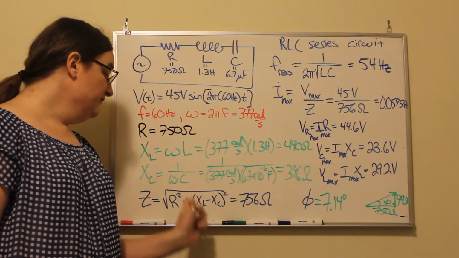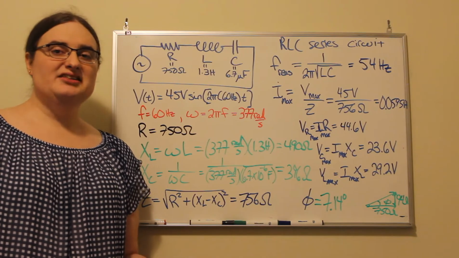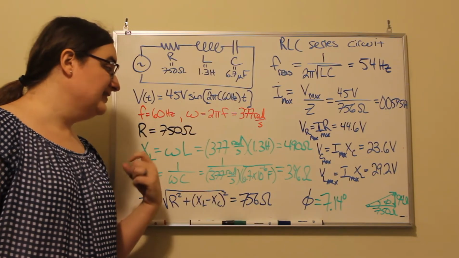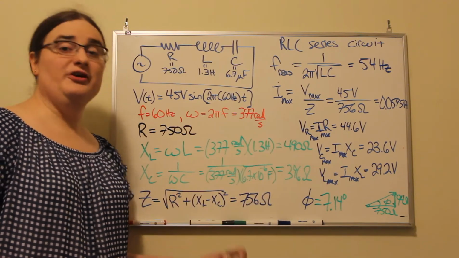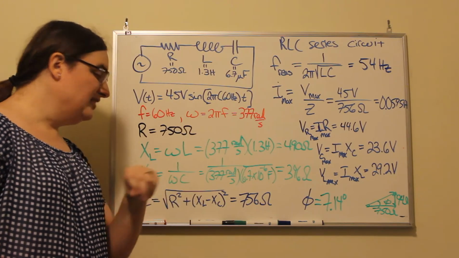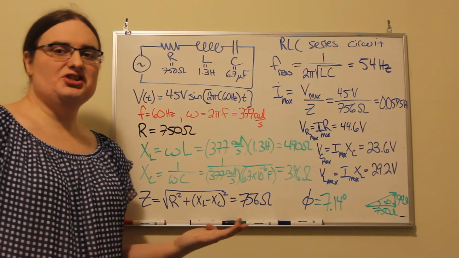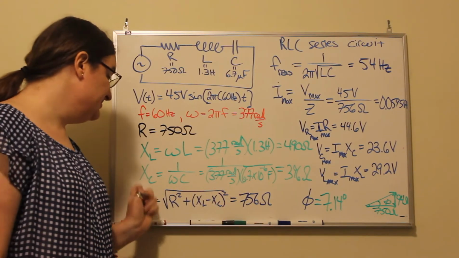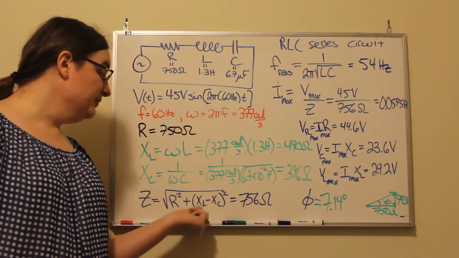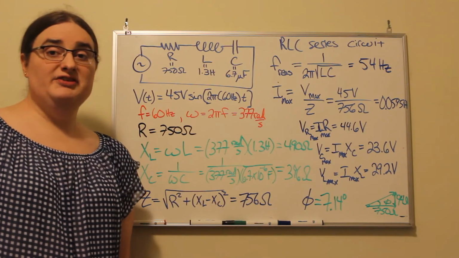Now, inductive and capacitive reactance are the inverses of each other. They fight against each other and partially cancel out. So if I take XL minus XC, that gives me a difference of 94 ohms. So my total impedance, the combination of resistance and reactance, Z, is the square root of my real resistance squared plus my net reactance squared, which gives me 756 ohms.